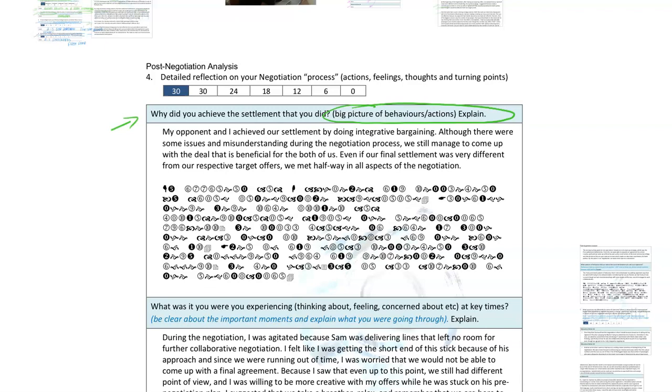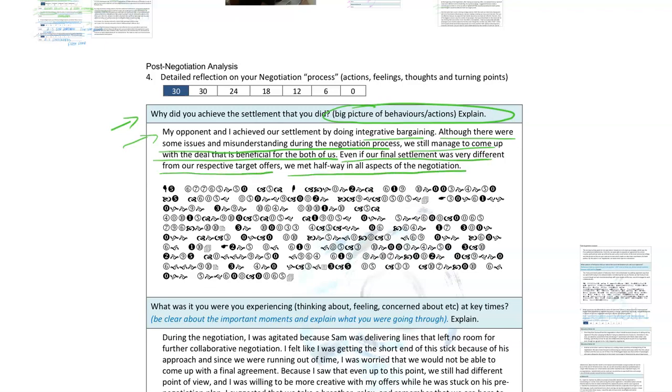So he starts by saying, my opponent and I achieved our settlement by doing integrated bargaining. That's kind of a throwaway sentence, but at least it sets it up. It actually should be integrative negotiation because bargaining is really used with the word distributive. Although there were some issues and misunderstandings during the negotiation process, we still managed to come up with the deal that is beneficial for the both of us. Even if our final settlement was very different from our respective target offers, we met halfway in all aspects of the negotiation.